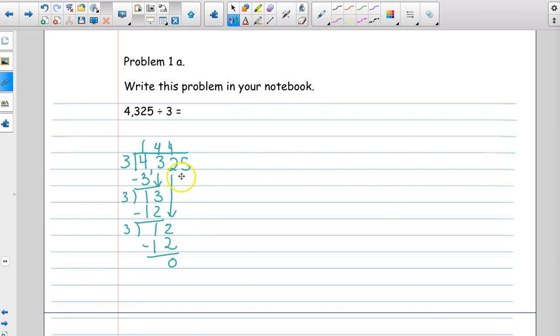Absolutely not. We have a place above the ones place. If we started here, we have to have a number above all of these. And we have to bring down the 5 now.